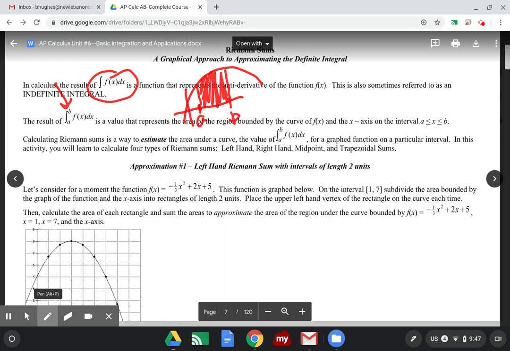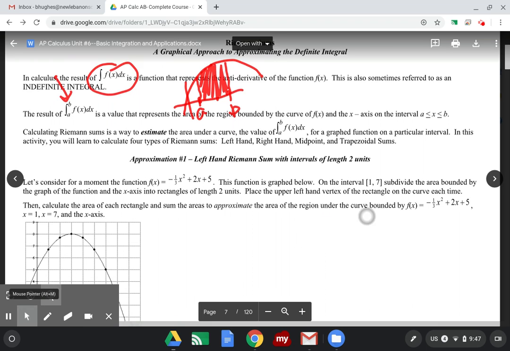There are 4 different types of Riemann sums that we can look at: left hand, right hand, midpoint, and trapezoidal. Basically the idea is you use a rectangle, or in the last case, a trapezoid, to split up your area underneath the curve. You find the area of each individual rectangle that you're using, and then add them all up.